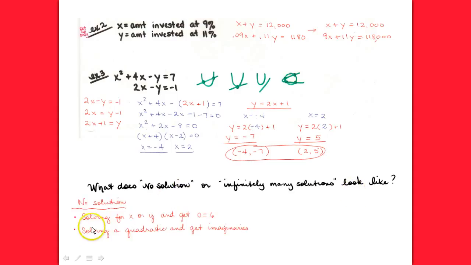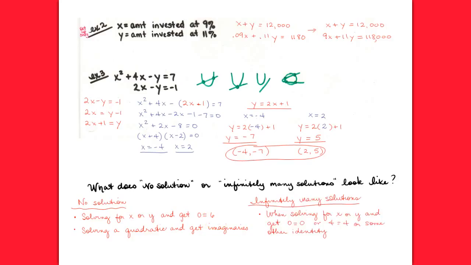We just said no solution comes when you solve a quadratic and you get imaginaries. But another way that you get no solution is if when you're solving, all your variables drop out and you're left with an untrue statement like 0 equals 6, that means there's no solution. If you're solving and all of your variables drop out and you're left with a true statement like 4 equals 4 or 0 equals 0 or x equals x, some type of an identity, that means that you have infinitely many solutions.